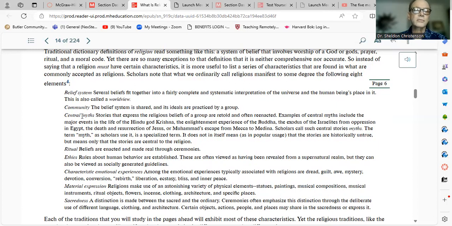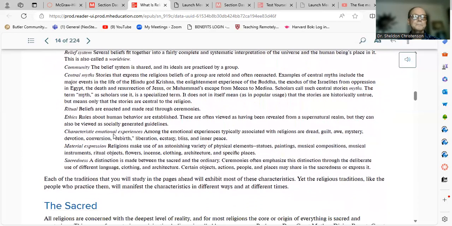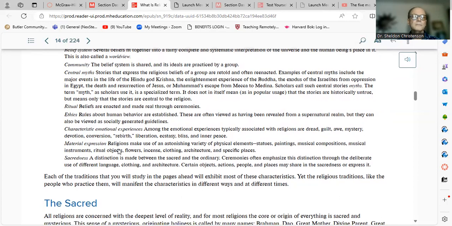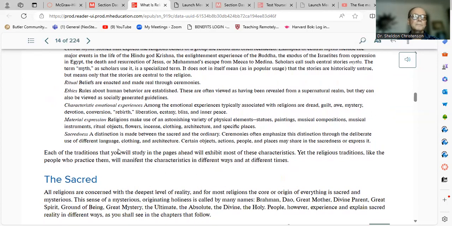They'll have community. The belief system is shared, and its ideals are practiced by a group. There'll be central myths, central stories that anyone within that religion would know and connect together. They're going to have rituals, enacted and made real through ceremonies. There'll be ethics, rules about human behavior, what's right and wrong, that kind of thing.